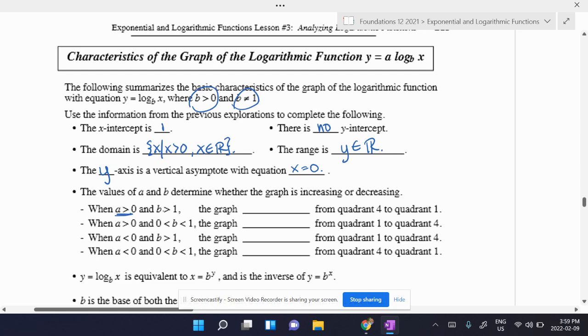If a is greater than 0 and b is greater than 1, then the whole thing is going up. If a is greater than 0 and b is between 0 and 1, then it's decreasing. If a is less than 0 and b is greater than 1, then it is also decreasing. And if a is less than 0 and b is between 0 and 1, then it is increasing.